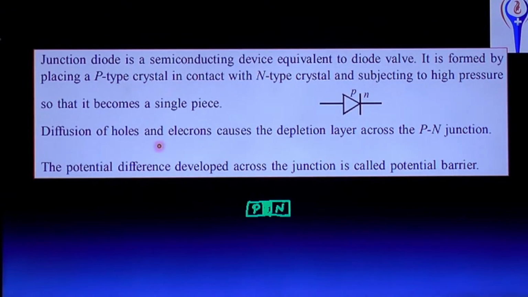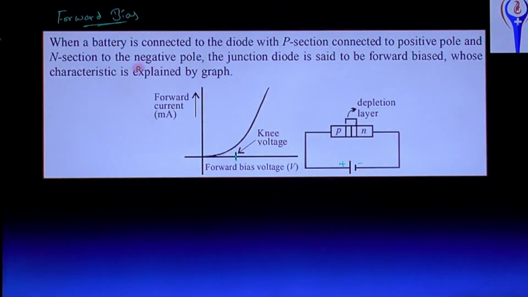Diffusion of holes and electrons causes the depletion layer across the PN junction. Then the potential difference across the junction is called the potential barrier. And forward bias: when the P-type is connected to positive and the N-type is connected to negative, that is called forward bias. During forward bias, its characteristic, that is voltage versus current, will be a curve obtained like this.